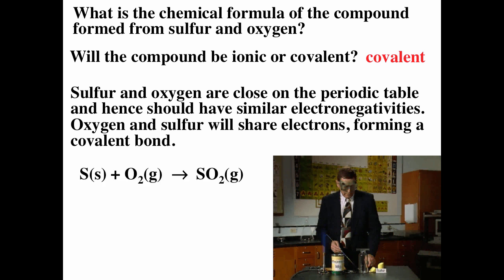Now, sulfur and oxygen can actually form a couple different species. Probably the most common is SO2. You can also form SO3. And so again, in elements in their standard state, you have sulfur solid plus O2 gas, and then you get SO2.